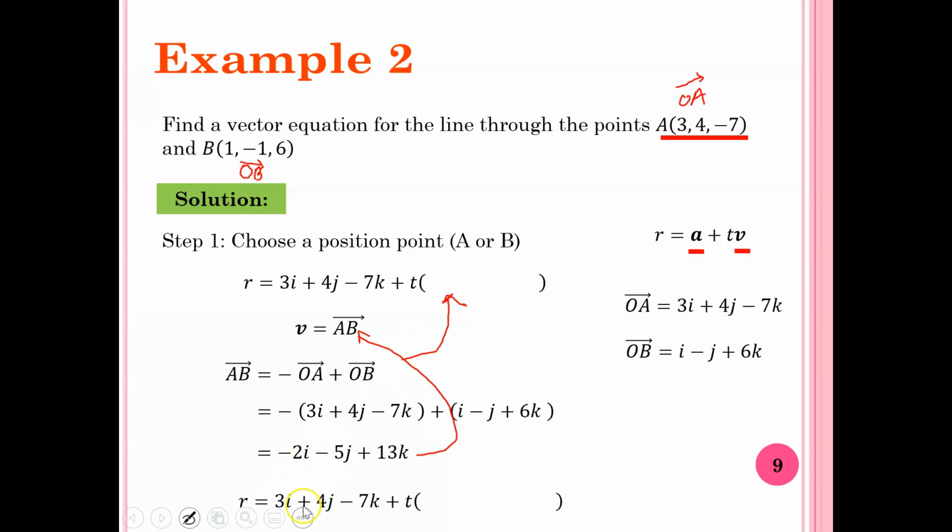Then you have your r equal to, just write it down back, this one, plus tv. What is your v just now? Your v is vector AB, which is this one. So you just write it down. So that is the vector equation.